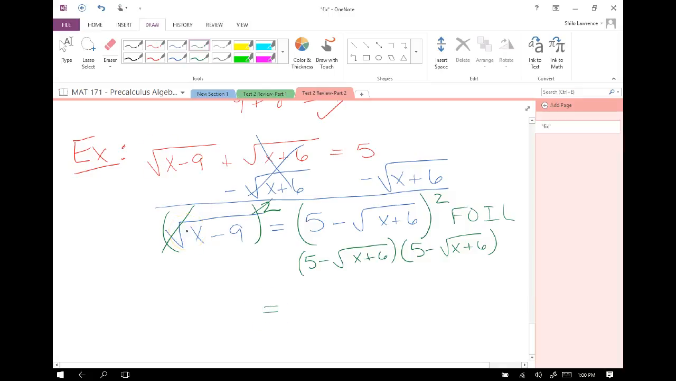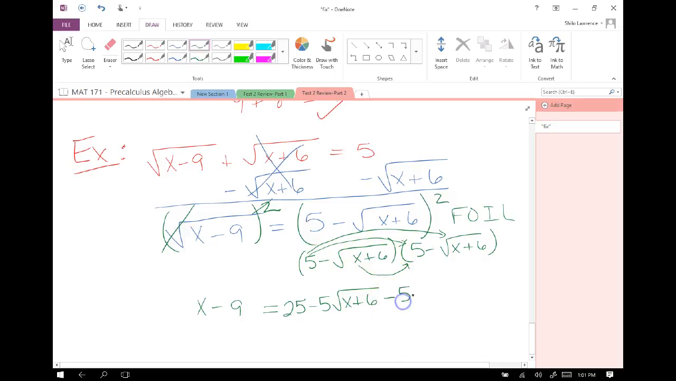So on the left, I'm just left with the stuff that was inside, x minus 9. On the right, when I FOIL, 5 times 5 is 25. When I do my outers, I've got 5 times negative radical x plus 6. That's just negative 5 radical x plus 6. Now, I can't multiply the 5 into the radical. All I can do is write them next to each other. Now, when I do the inners, I've got the exact same thing. Negative radical x plus 6 times 5.